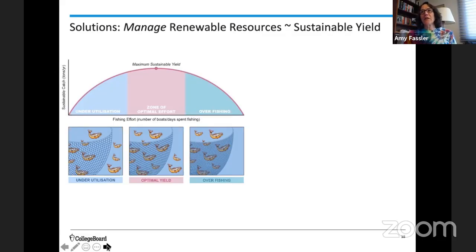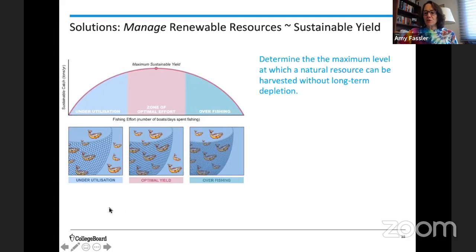Non-renewable resources, I mean, oil is going to be gone someday. We can spread out how long that oil lasts by reducing the amount of it we withdraw, but there's a finite amount of oil on the planet. So when we look at renewable resources, we like to look at them in terms of sustainable yield. We want to determine what's the maximum rate at which I can harvest that natural resource without depleting it.